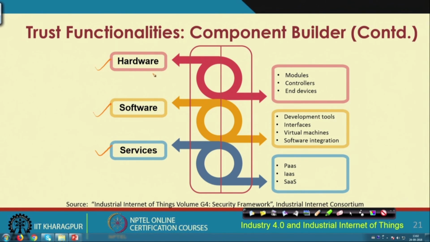At the hardware level, the issues of concern are the different modules, the controllers and the end devices that are being used and their corresponding trust issues and so on. At the software level, development tools, interfaces, virtual machines, software integration are of concern and their corresponding trust issues are of concern. And at the services level, different cloud service models, for example, platform as a service, infrastructure as a service and software as a service, and their corresponding trust, and not only trust, but the trust functionalities are of prime concern.